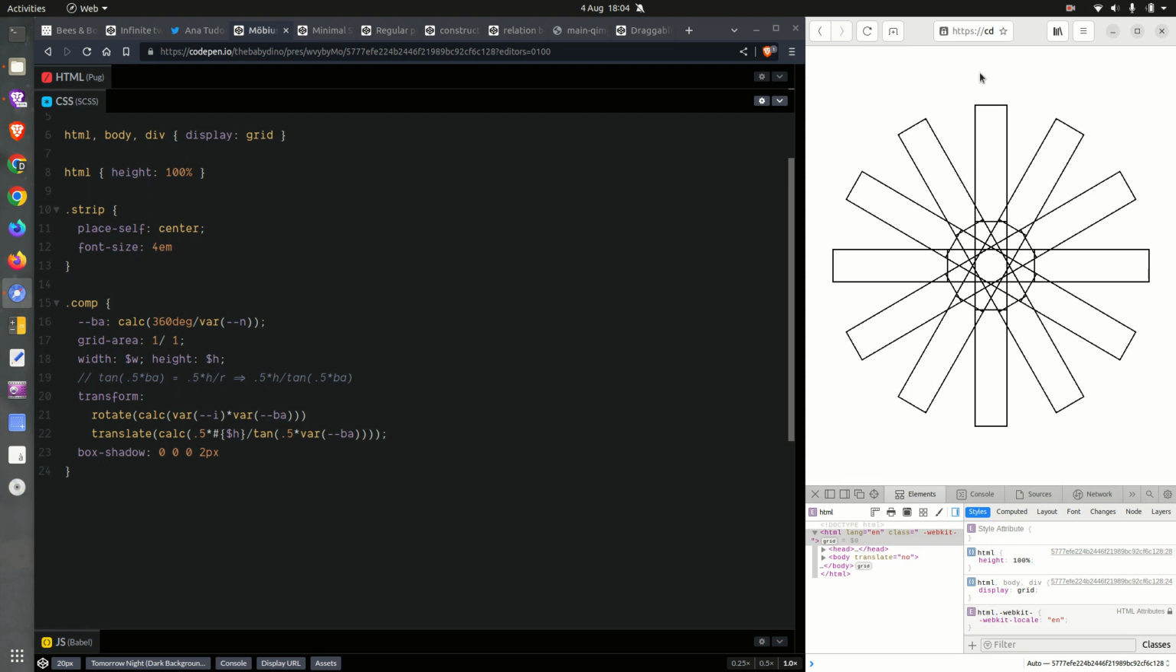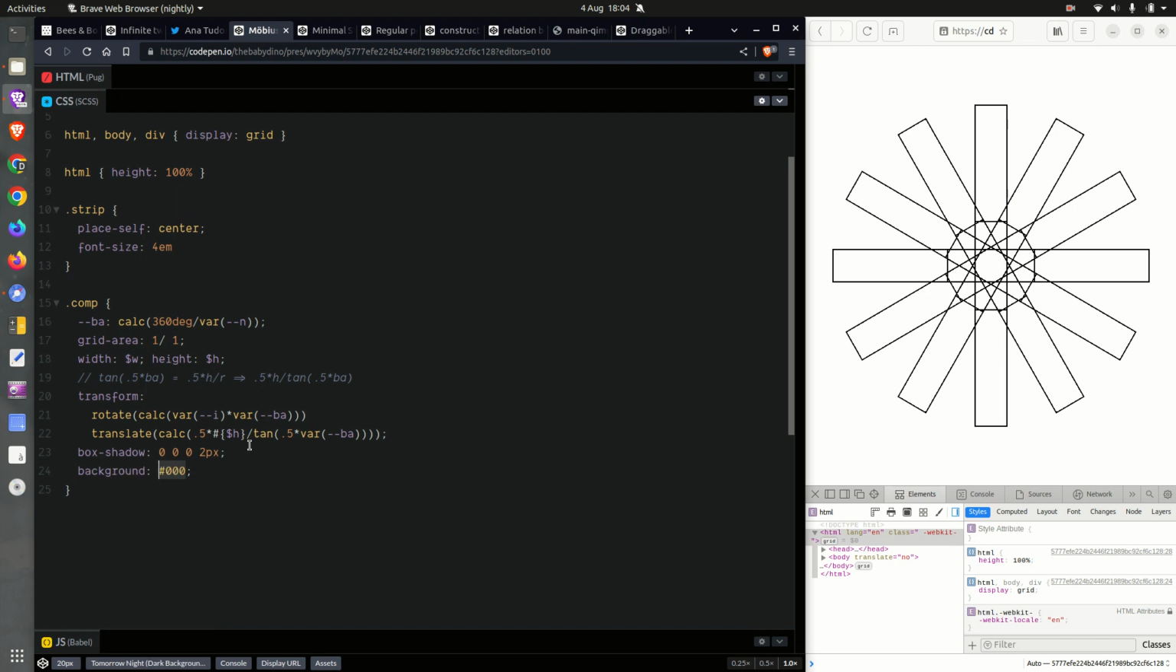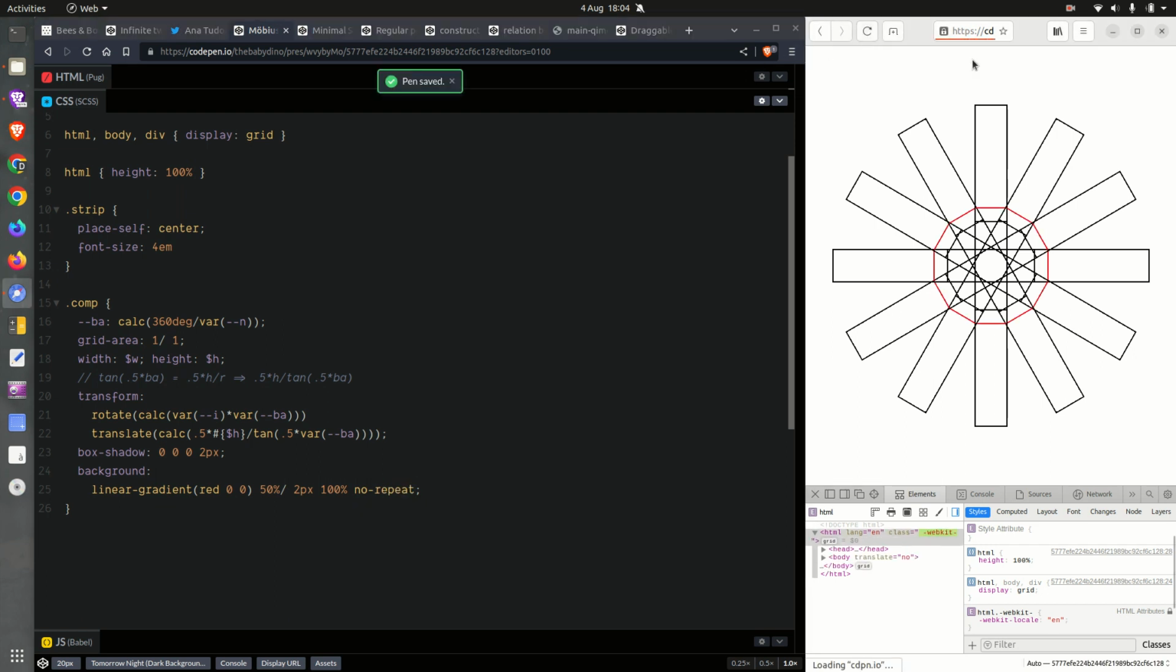Okay, the thing is, at this point, the edges of our polygon are the vertical midlines of our components. Let's highlight those with a linear gradient. So we're going to have background, linear gradient, red, right? And it's going to be in the middle, 2 pixel thickness, and it's going to stretch all across the height, and it's going to be no repeat. Okay, and let's see, you can see the edges of our polygon.